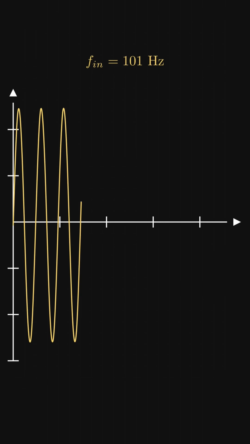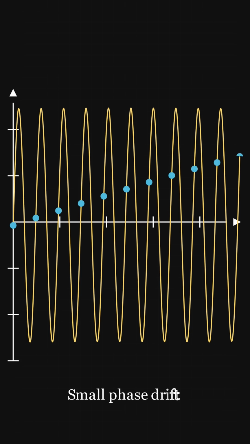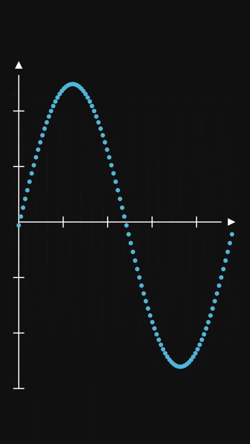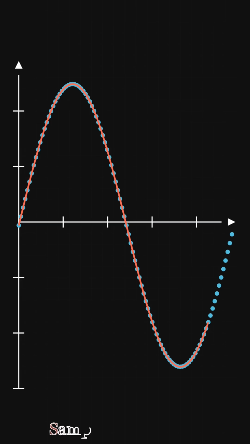At the input, we have a 101 Hz sine wave. The ADC samples it at 100 samples per second. That already sounds broken. The signal frequency is higher than the sampling rate, and that's the trap. Each new sample lands at almost the same phase of the sine wave, just slightly shifted. The real signal oscillates 101 times per second, but in the samples, it looks like one slow cycle per second. So 101 Hz becomes a ghost signal at 1 Hz.